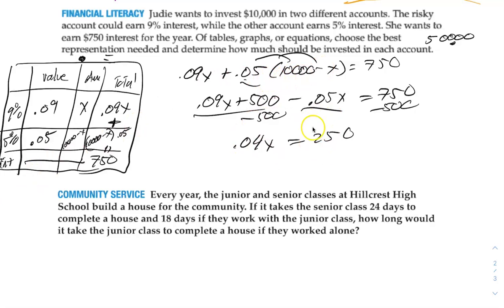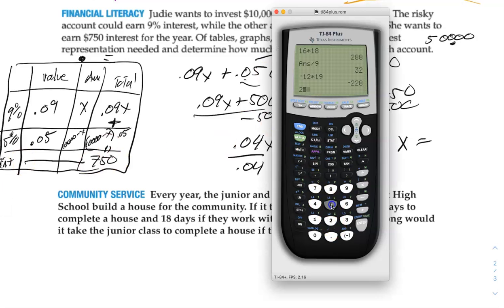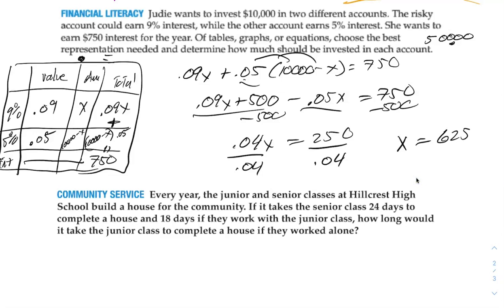You can use a calculator. I'm going to use a calculator right now, actually. So now we have to divide by 0.04. So x equals 250 divided by 0.04. And we get 6,250. So that's going into the 9% account. So at 9%, we should invest $6,250. That means that at 5%, we should invest the rest of it. So 10,000 minus that, which would be 3,750. So that's how much we should invest if we expect to get that much interest in a year.